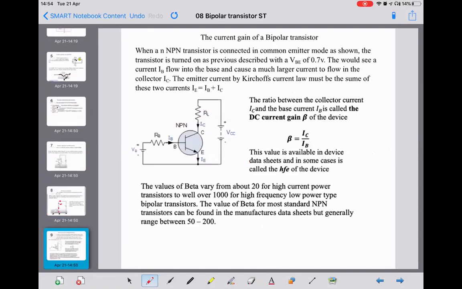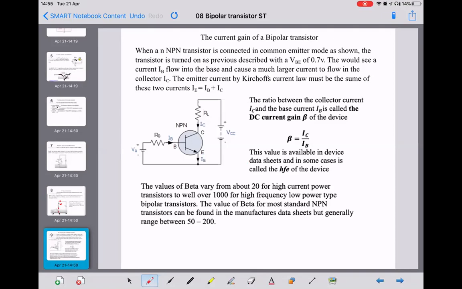So a little bit more then about the current gain. When we connect this NPN transistor in what's called common emitter mode, so the emitter is common to both the input and the output, the transistor is turned on with a V base to emitter of 0.7 volts. This would see a current IB flow into the base and cause a much larger current to flow in the collector.